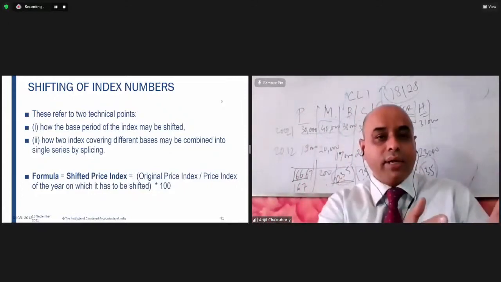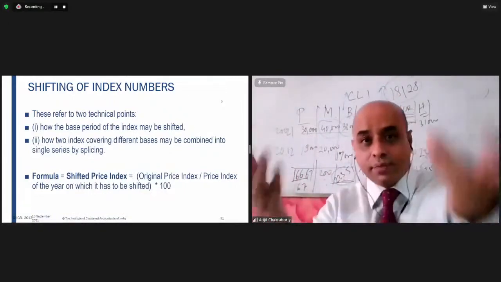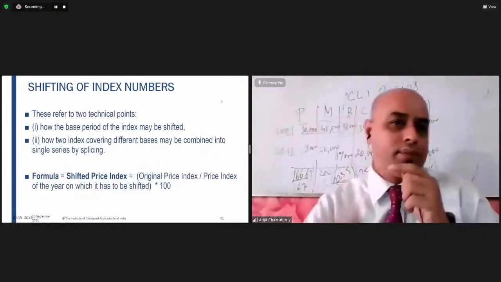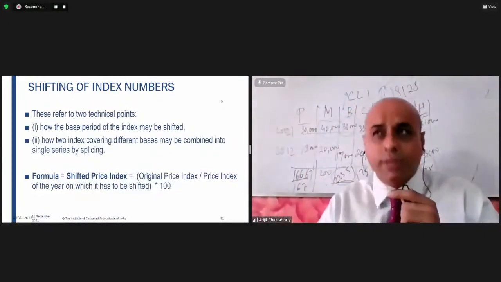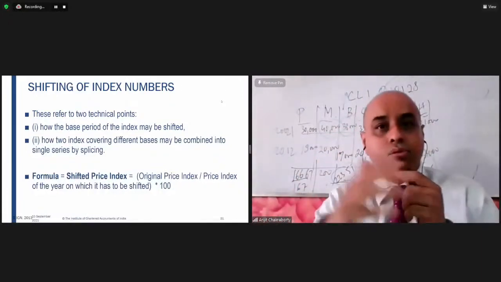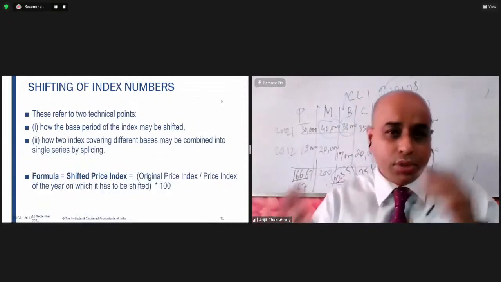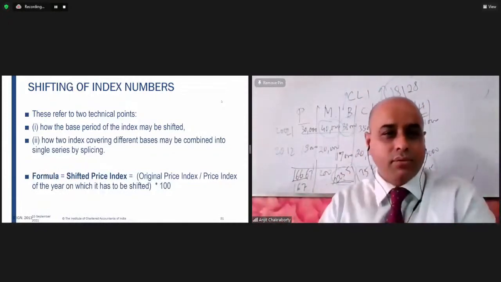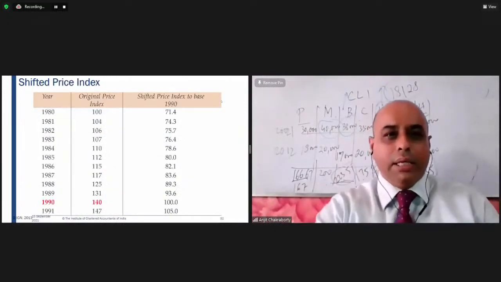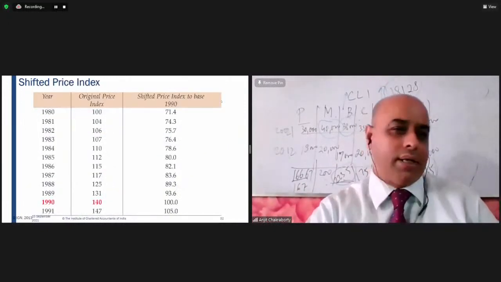So in the case where the base period is shifted, say for example, for certain calculations, we have taken 2005 as the base year. But after a few calculations, we want to move the base year from 2005 to 2010. So what will happen? How will the calculation change? So let us see this example and it will be clear. So this is a case of shifting of the price index.